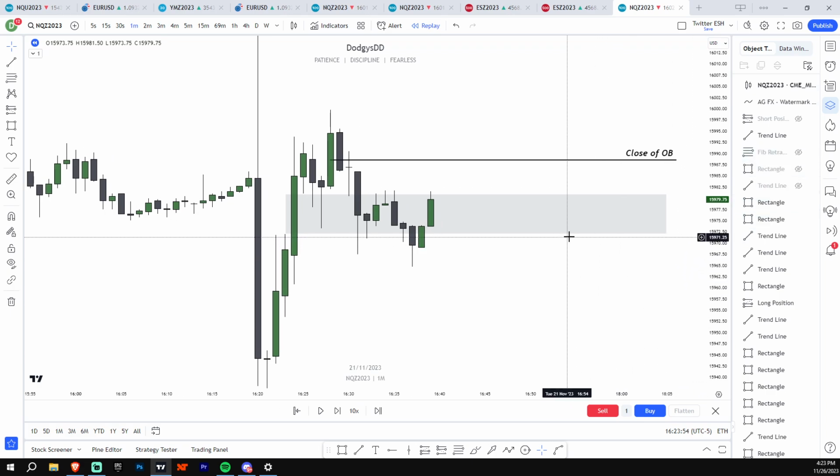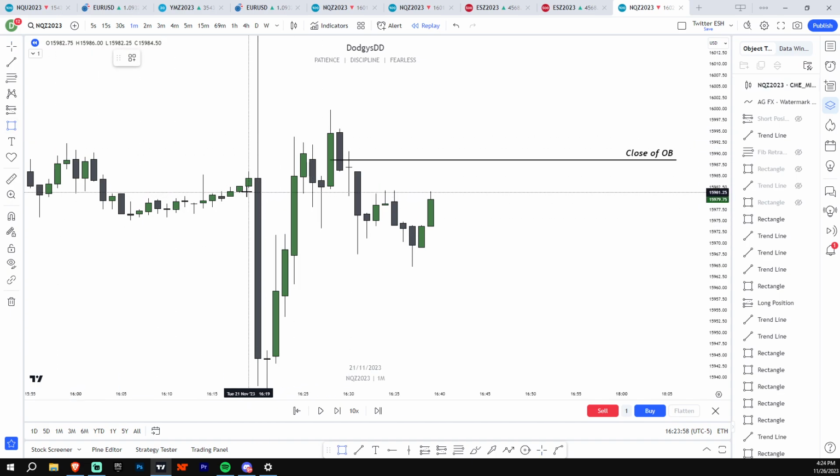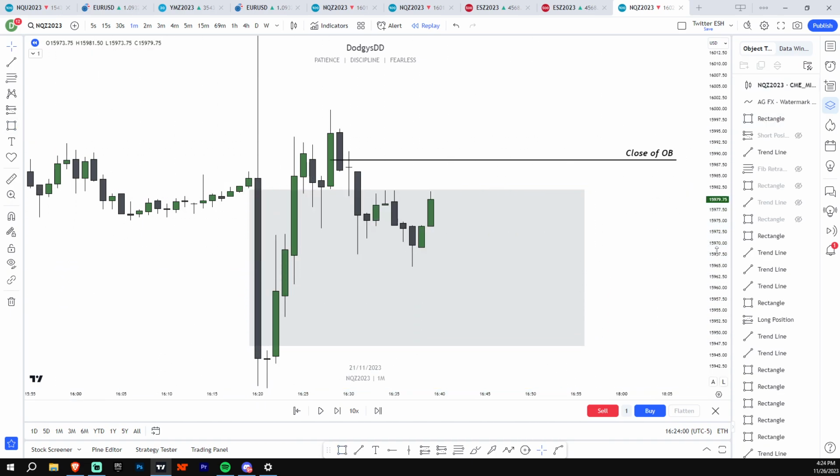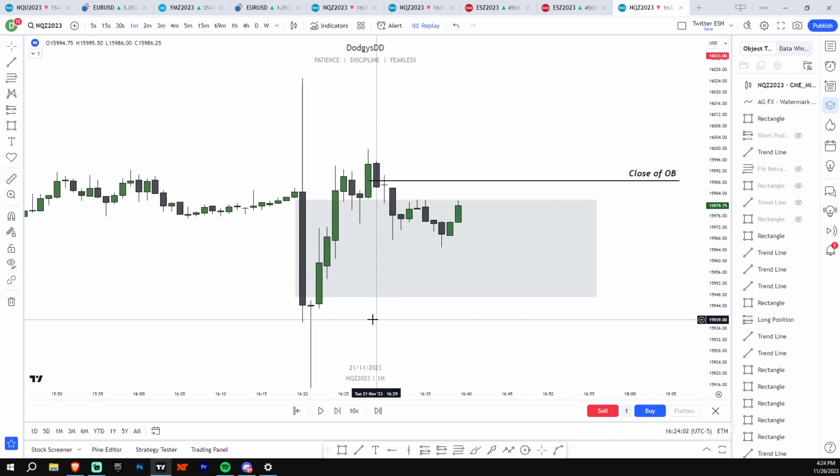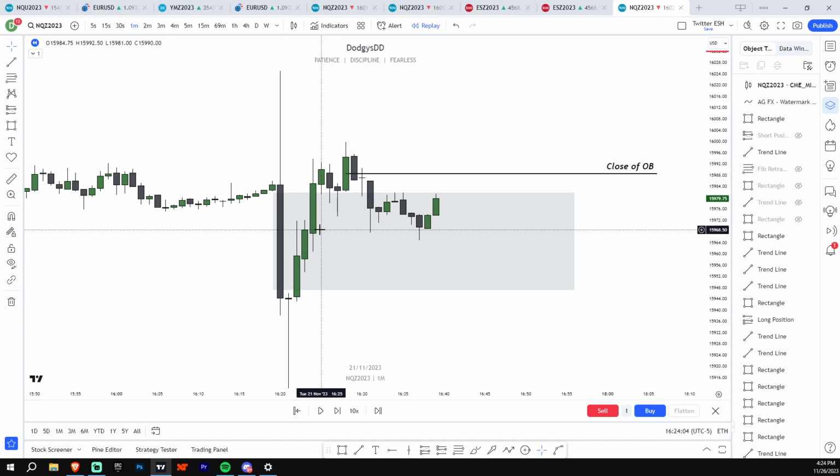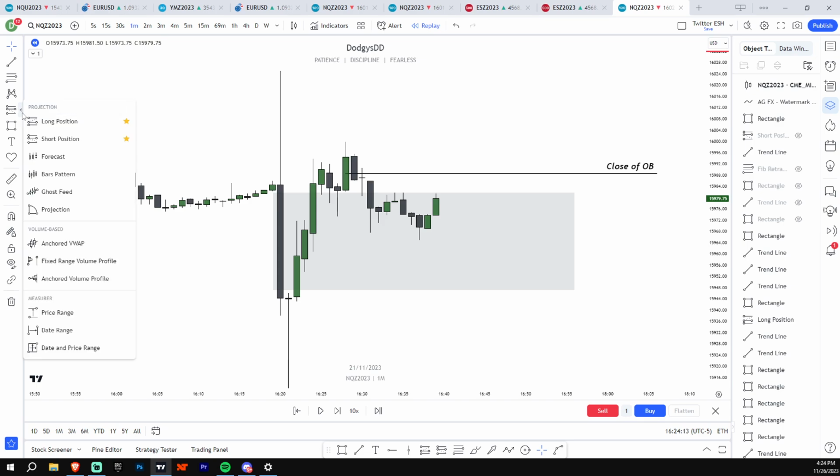All right, so let's say you're long from here. Is there any order block supporting a long in here that would make this a good stop loss? Does anyone see anything that would make it a better stop loss?